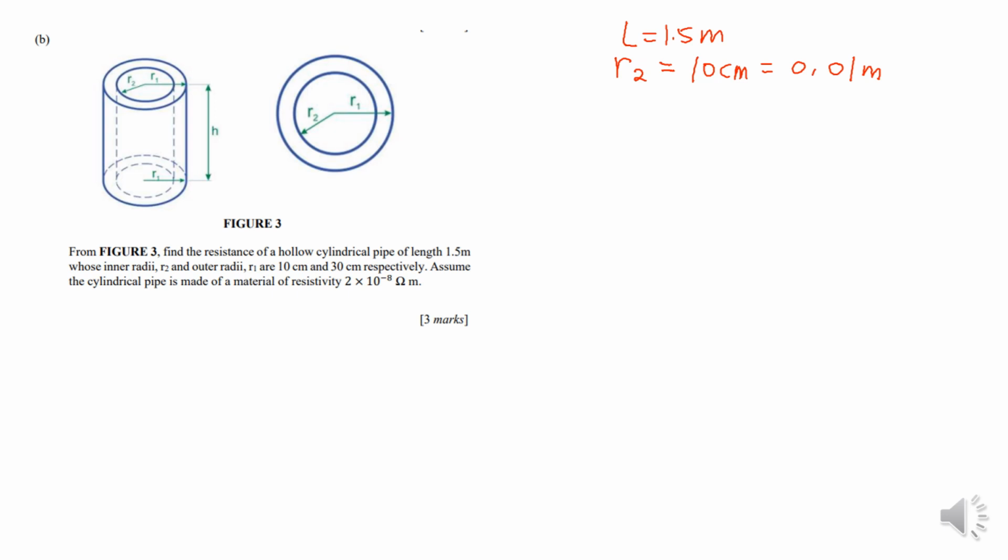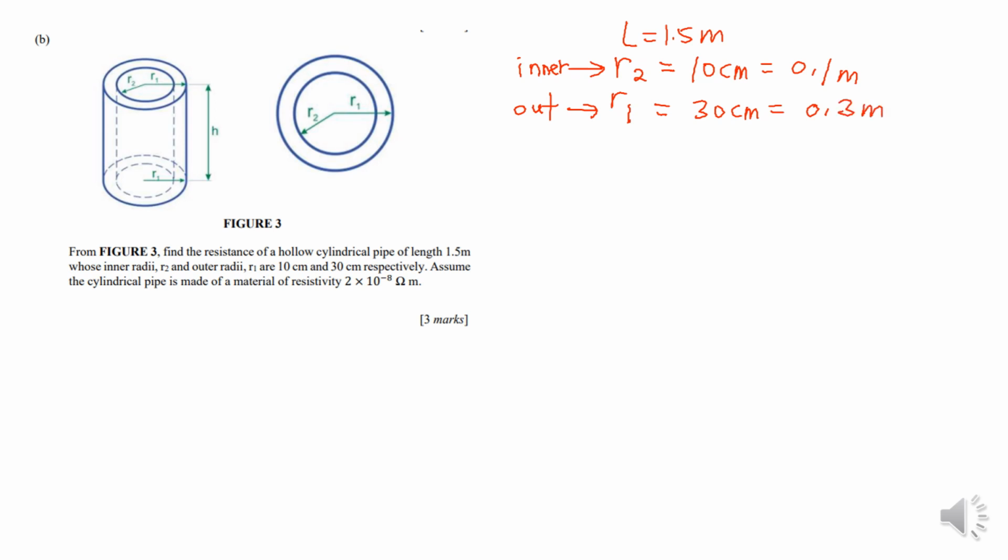0.1, sorry ya, 0.1 bukan 0.01. Okay, 0.1. Saya padam. Okay, 0.1 meter. Dan R2 ini adalah inner, R1 is outer. Okay, R1 is 30 cm, itu 0.3 meter.